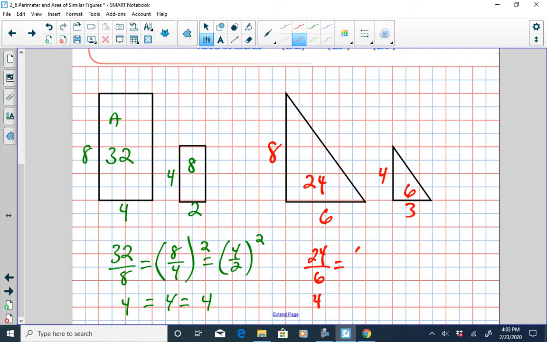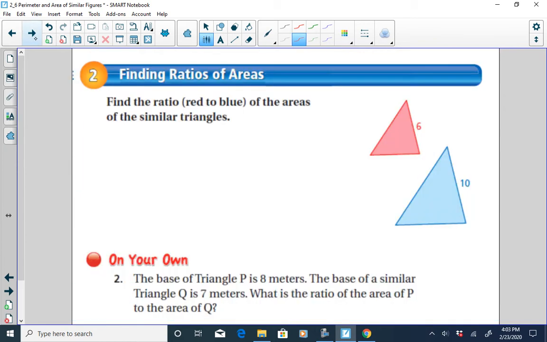Is that equal to the ratio of the square of the corresponding sides? Well, we know that 8 to 4 squared works because that's the same as the other problem, so we know that that's 4. What about the other corresponding sides, 6 to 3? What's the ratio of 6 to 3 squared? 6 divided by 3 is 2. 2 squared is 4. So that rule is going to work for us too. Okay? So let's use that rule and see how it works.